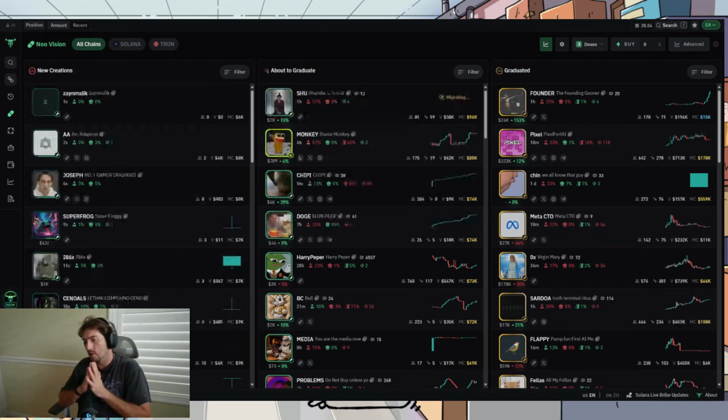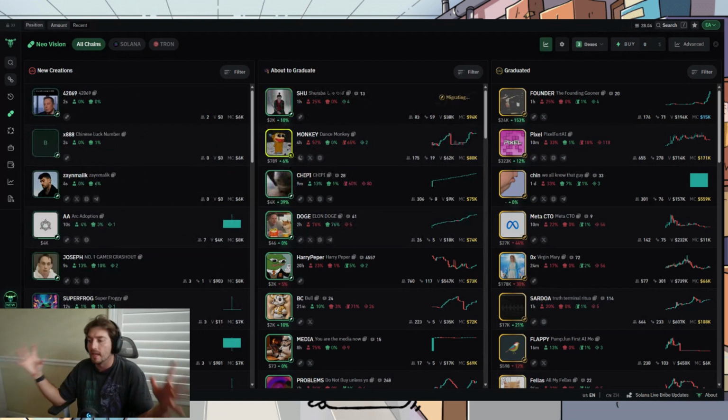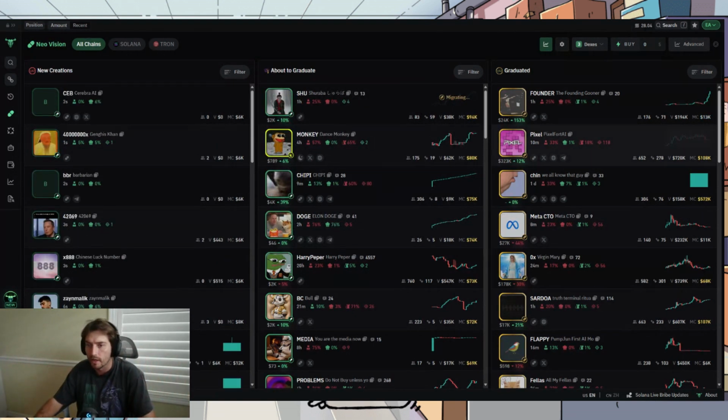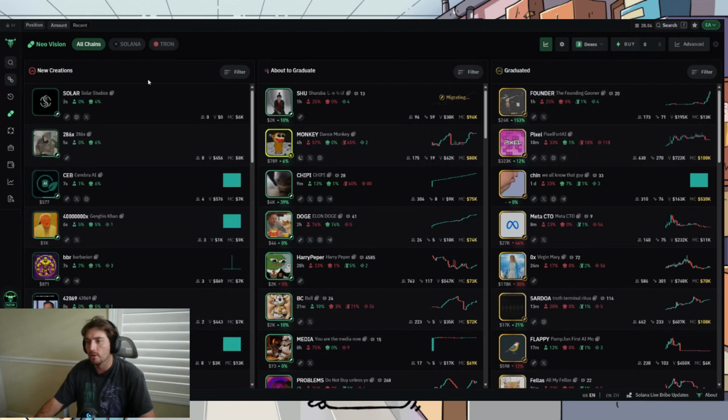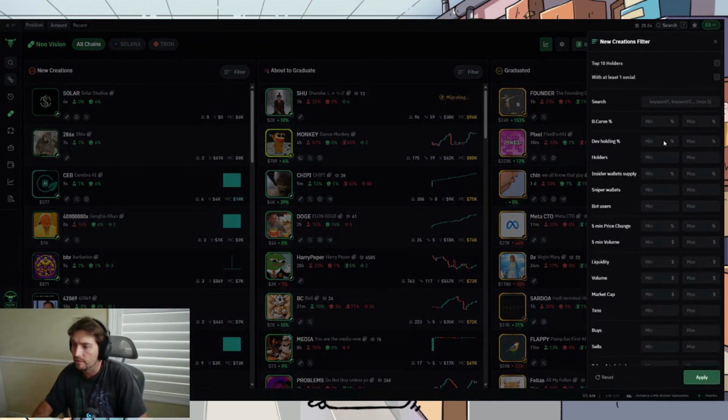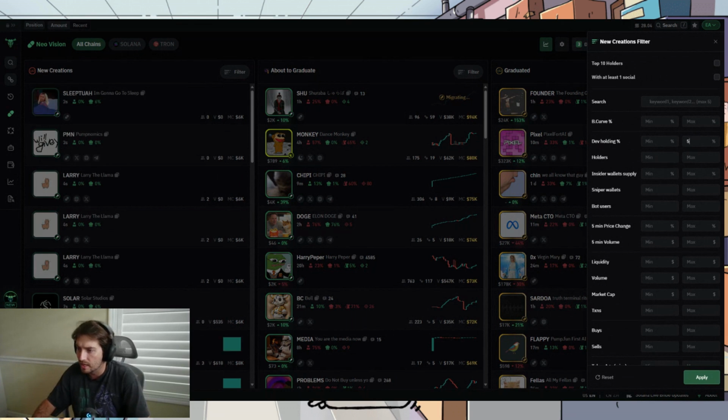Neo Vision is their version of Memescope. It's their version of a live tracker for Pump Fun. So all new creations on the left, about to graduate in the middle, graduated on the right. So what I like to do is I still like to filter dev holding max 5%, insider wallet supply I don't look at, sniper wallets, bot users.